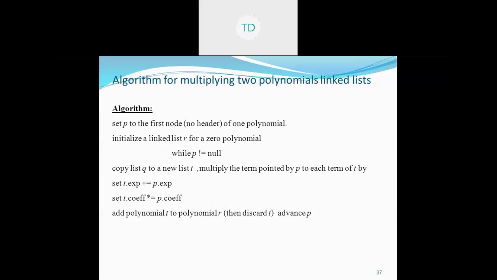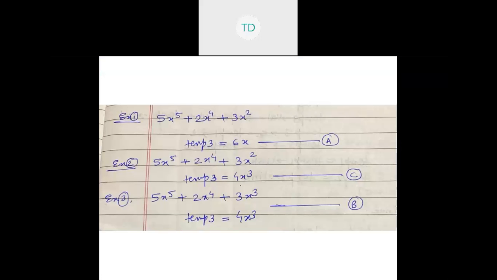What was the value of previous? The value of previous was 3x square. Earlier the link part of this was null. Now we are updating the link part of this. Now we are saying that previous arrow link is equal to temp3. It means that 3x square is now pointing to 6x. This was case A.